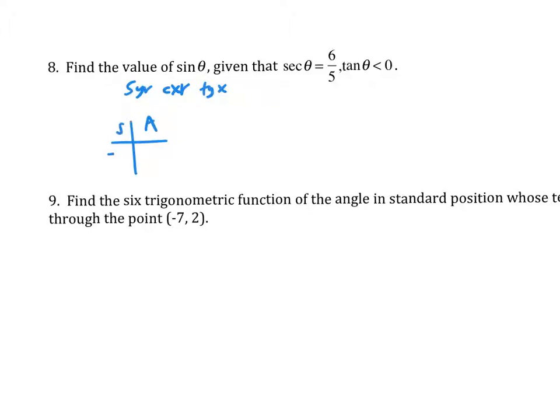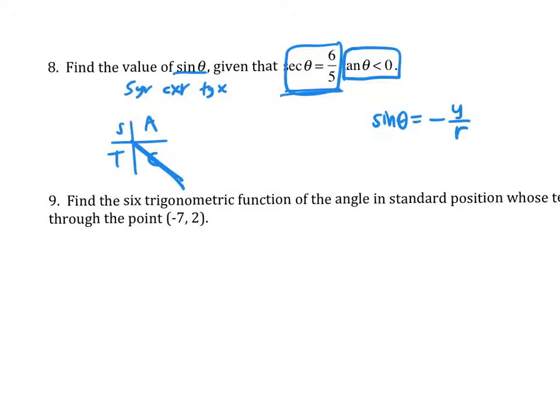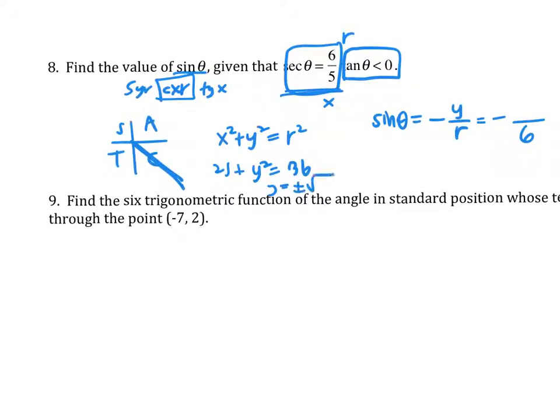The other way to do this without drawing a triangle is to use the unit circle, and then also use all students take calculus. So you still have to notice that tangent is negative and secant is positive in quadrant 4. And then you say, okay, sine theta in quadrant 4 is negative, so I know my answer is going to be negative. It's y over r. Secant is the reciprocal of cosine, so it's going to be r over x. So r is going to be 6 right here, and then we have to figure out y. Remember, the relationship is x squared plus y squared equals r squared. If you plug the numbers in, you get the same thing, y equaling plus or minus square root of 11.